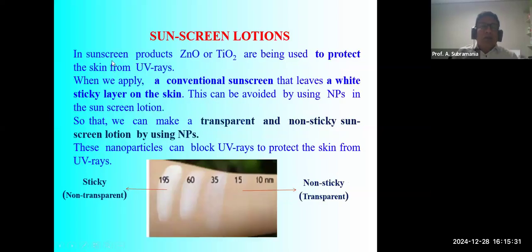Then sunscreen lotions. See, in sunscreen products, zinc oxide or TiO2 nanoparticles are being used to protect the skin from UV rays. When we apply a conventional sunscreen, it leaves a white sticky layer on the skin. This can be avoided by using nanoparticles in the sunscreen lotion, so that we can make a transparent and non-sticky sunscreen lotion. These nanoparticles can block the UV rays to protect the skin.